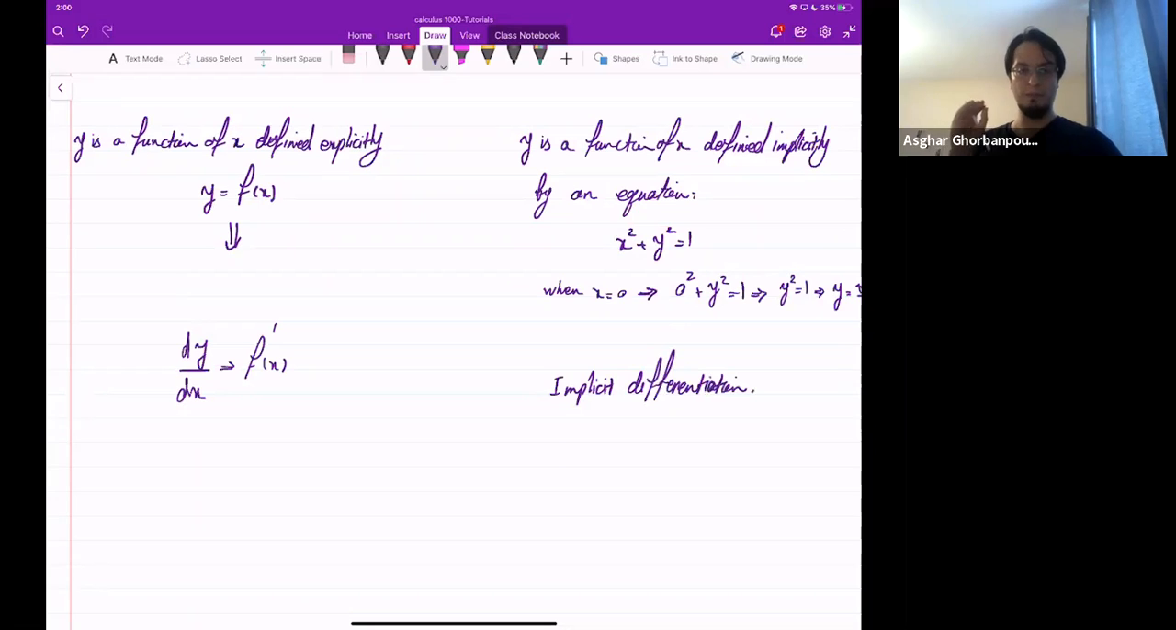There are two main things that are different. One is that in the explicit one, you have y equal to a formula only in terms of x. In the implicitly defined, you have an equation in x and y. In the explicit case, you have one differentiation rule, and you apply it to that formula. In implicit differentiation, you cannot do that. What you do, you start doing these steps.